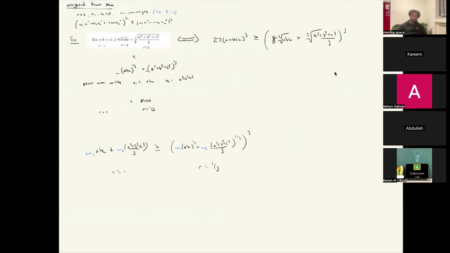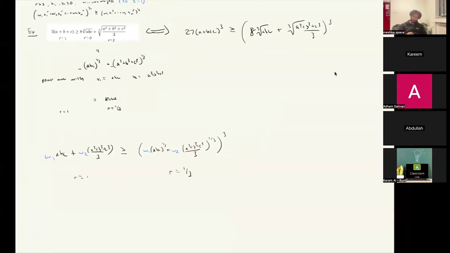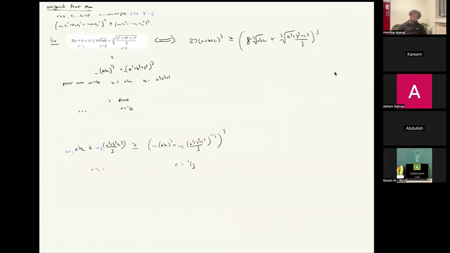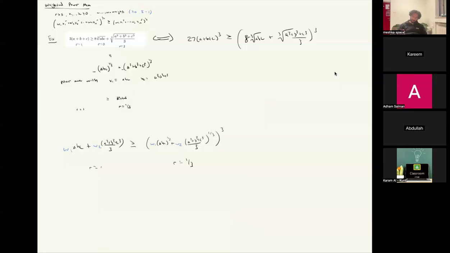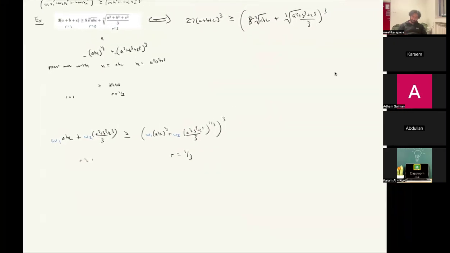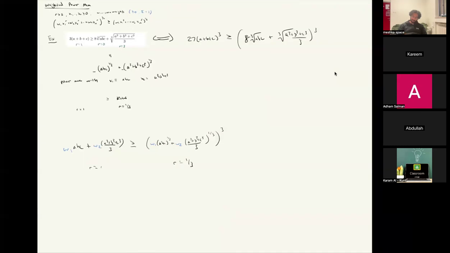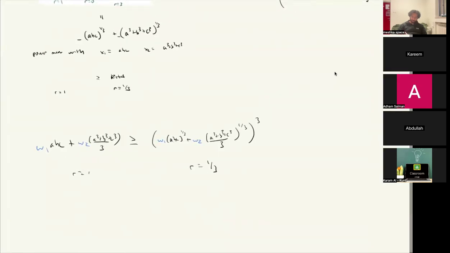Okay, maybe I'll come back to this in a moment. So let's just write the full solution and then we'll discuss it. The point is, in order for this to work, the weights should be 8/9 and 1/9, right? So we write W1 is 8/9 and W2 is 1/9.